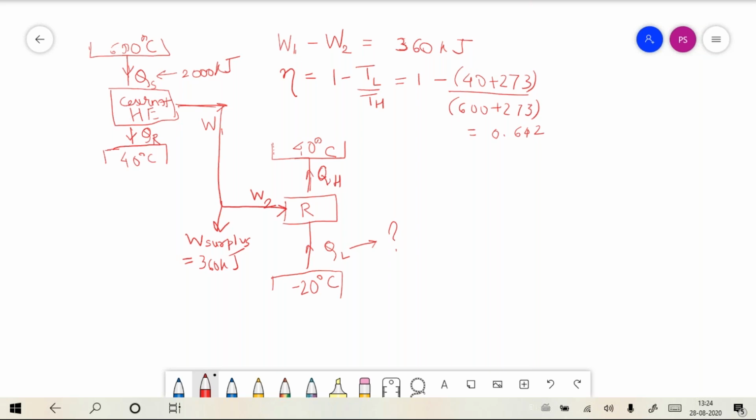All right. Now, once you have got the efficiency, you need to find this W1. So you first find W1 now. Why find W1? Because once you get W1, you can find W2. So find W1 and tell me the answer for W1 now.